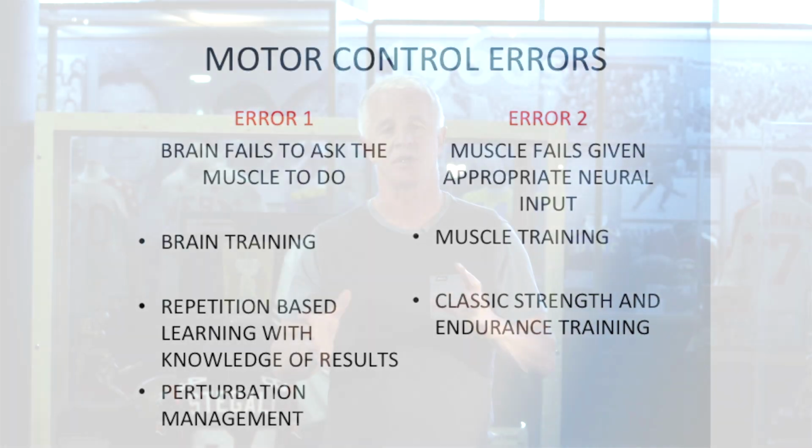So how does this work in your environment? I like to think about this in this way. I am either trying to train the brain or I'm trying to train my muscles. Those are 2 different concepts. If you're trying to develop muscles, you're trying to develop their strength and endurance. Now that only helps for motor control error number 2, where the muscles are causing a problem.